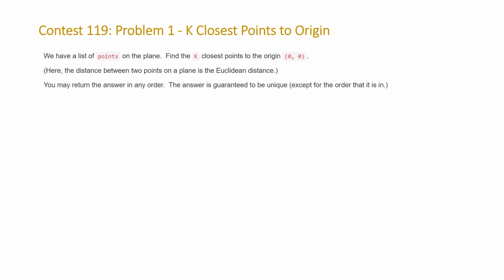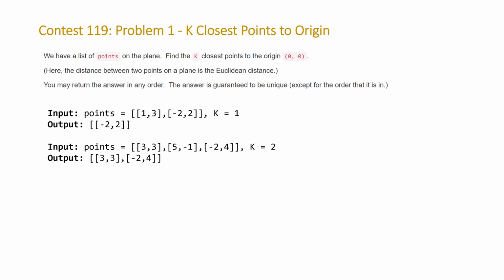So if we take a look at the 2 examples that LeetCode provided us with, here they are. So you can see we have a list of lists or a vector of vectors representing the x, y coordinate points, and then k, which is the number of points that it wants us to return.